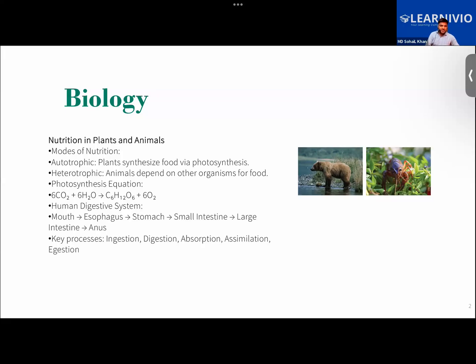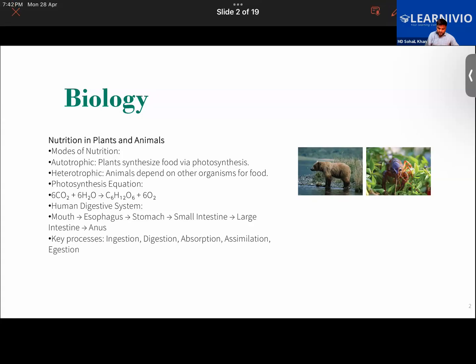Then we have the heterotrophic organisms. In the case of heterotrophic organisms, they don't have the mechanism to prepare their own food. They cannot photosynthesize to prepare their own food. Hence, they depend on other organisms for food. So thereby they were called heterotrophic organisms, right? They have a heterotrophic mode of nutrition.